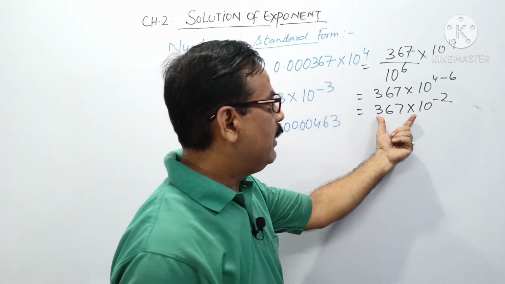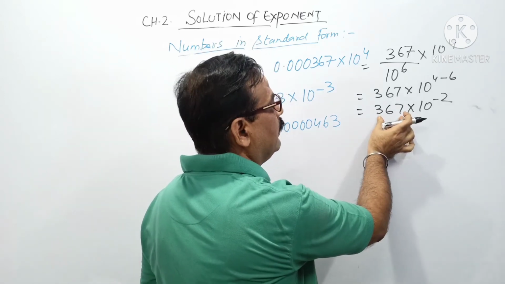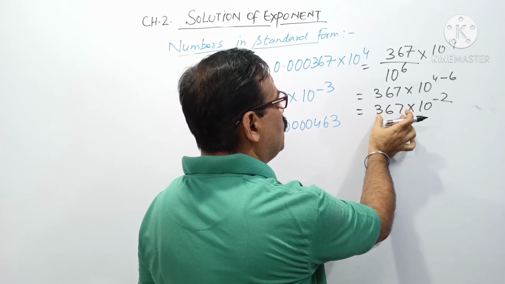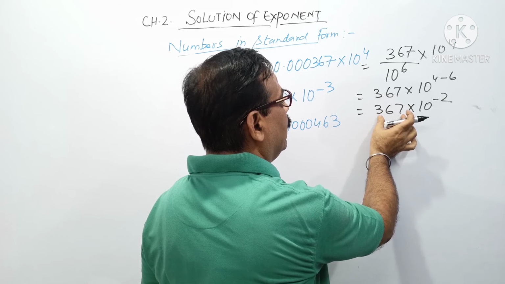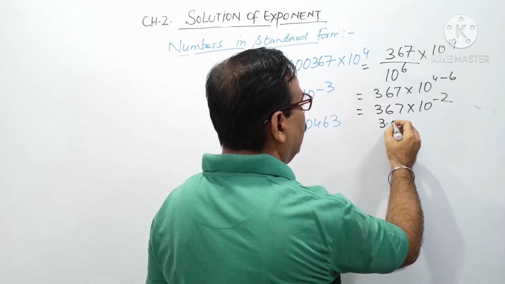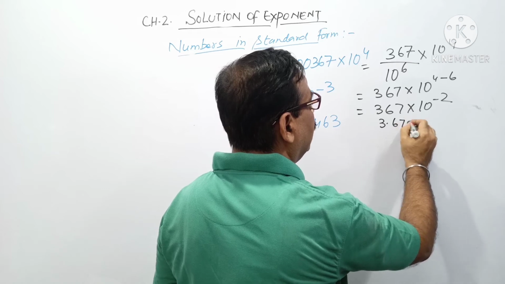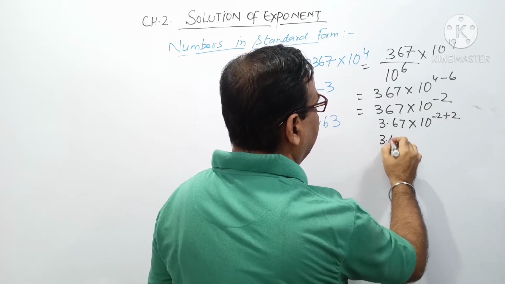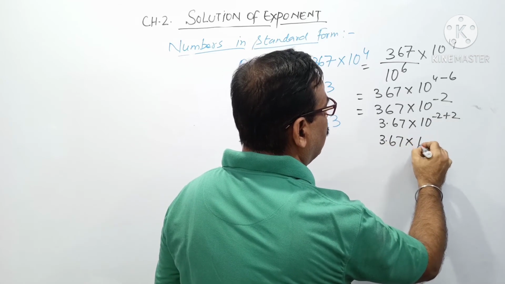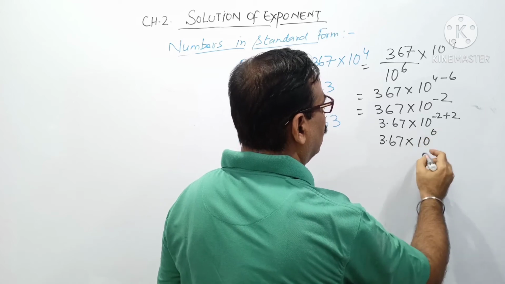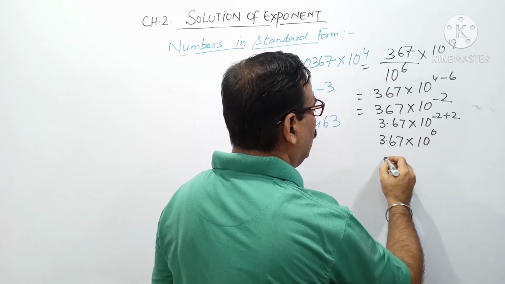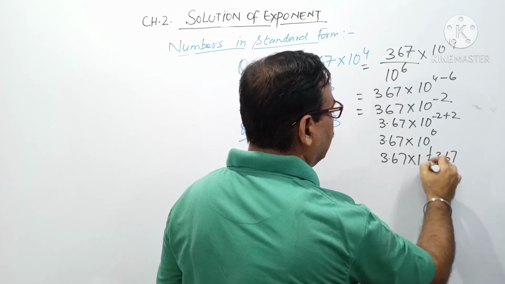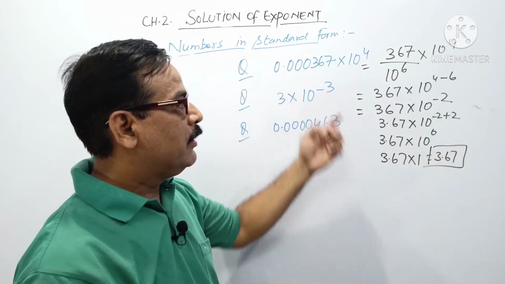But this is not in standard form, because here m is 367, a big number. m should be greater than 1 and less than 10, so we convert it into a number less than 10, that is 3.67 into 10 to the power minus 2 plus 2. We can write 3.67 into 10 to the power 0, and 10 to the power 0 is equal to 1, so 3.67 into 1, that is, 3.67 is the standard value of this number.